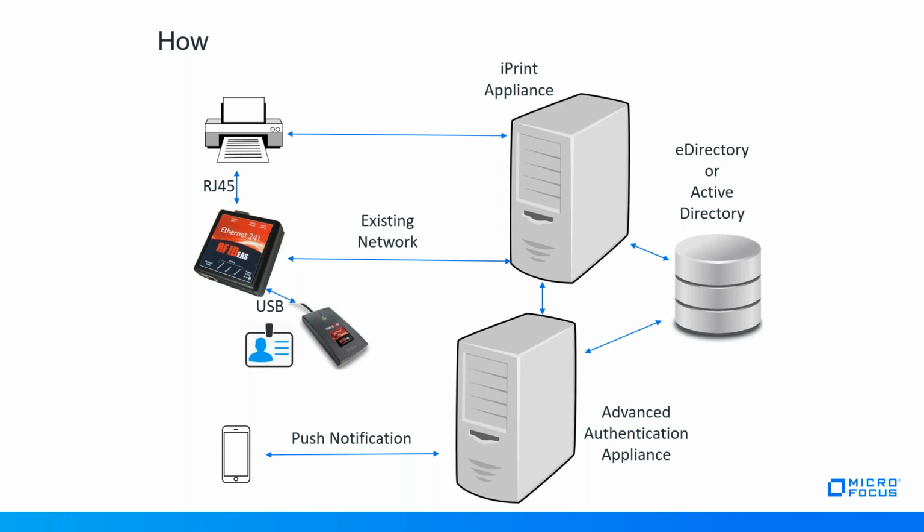So as you can see, the 241 is connected to the printer as usual. The user swipes his card badge on the 241, which talks to the iPrint appliance, which in turn talks to the advanced authentication server, and which pushes out a notification to the registered mobile for this particular user, so that it gets to know that this is the actual user who's trying to release the print jobs. And once the permission is given on the mobile device, the printouts takes place.